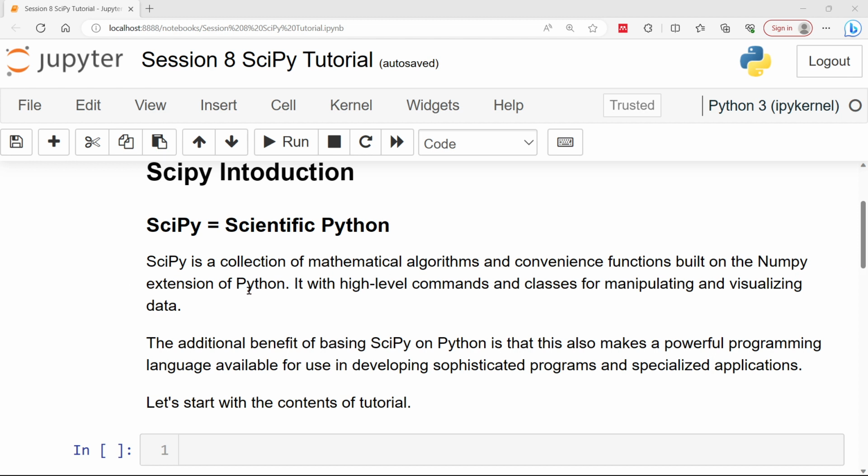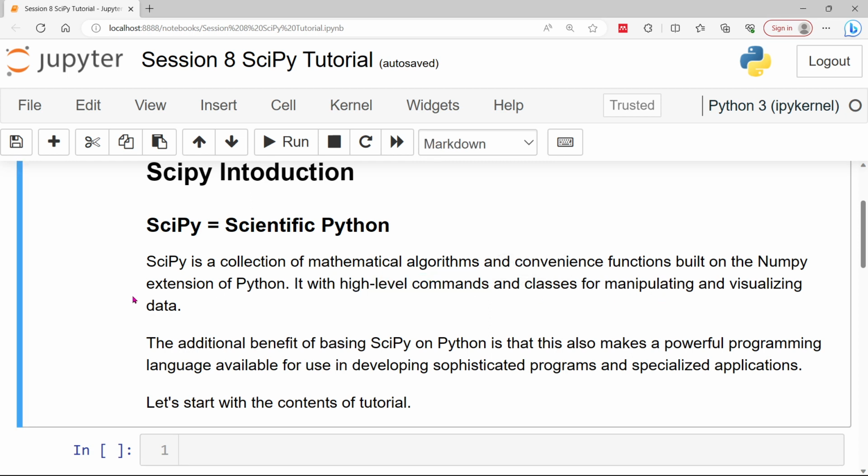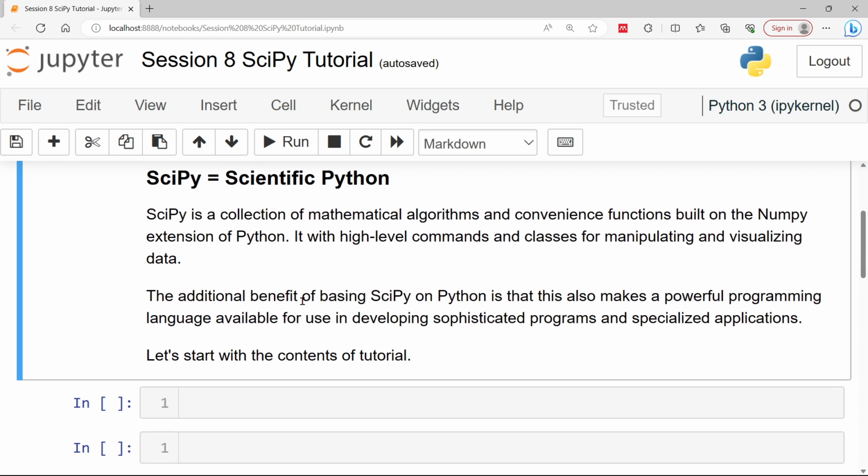a NumPy extension of Python, most frequently used in data science and machine learning. Here we have high level commands and classes for manipulating and visualizing data, and additional benefits for SciPy on Python, right? So there is a clear trend in data science and machine learning. Unless you have the basic knowledge of this scientific language, you cannot go for higher things, right?